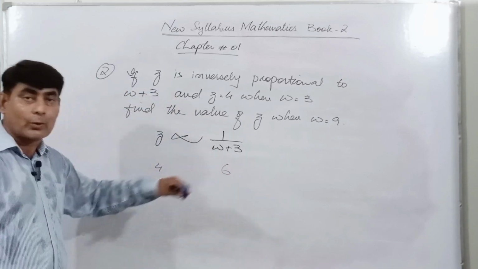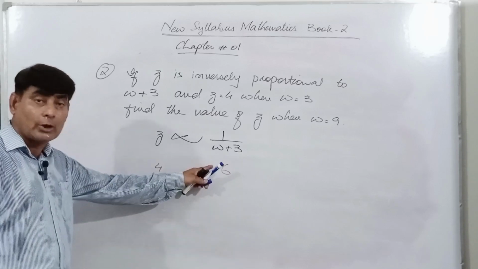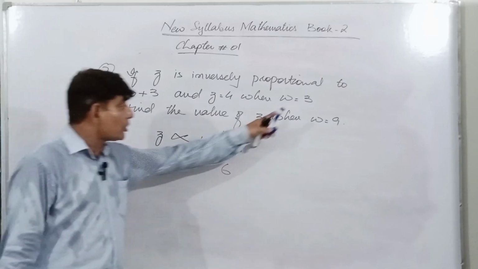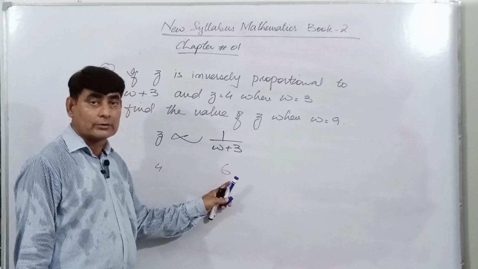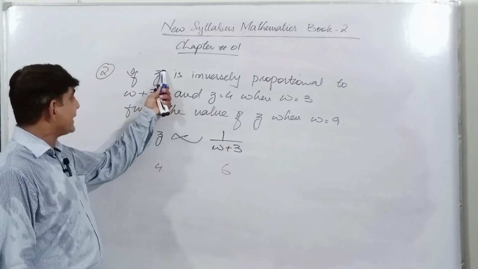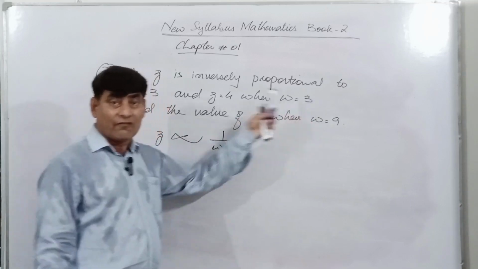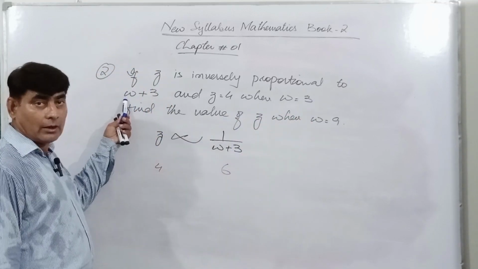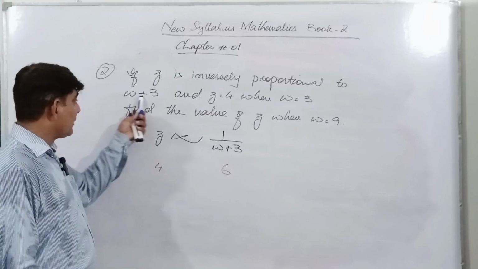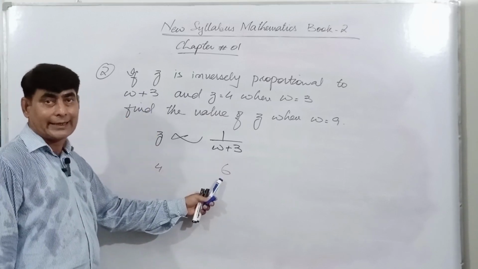You must write down 6 over here. Do not write down 3 in the denominator. The relation is between Z and W plus 3. So if you are given the value W equal to 3, first place it over here and then calculate 3 plus 3, 6, and write down 6 over here directly.